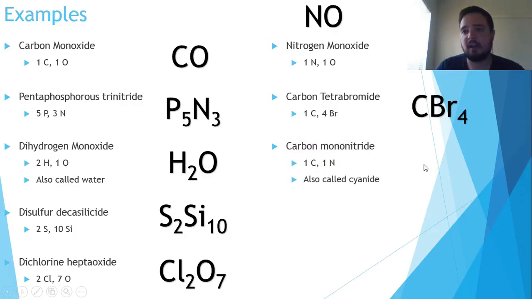Carbon mononitride, 1 carbon, 1 nitrogen. This is also called cyanide. You've probably heard of this before, so it's a cyanide. Cyanide typically has a negative charge to it too, but if you see CN, it'll say it's cyanide.